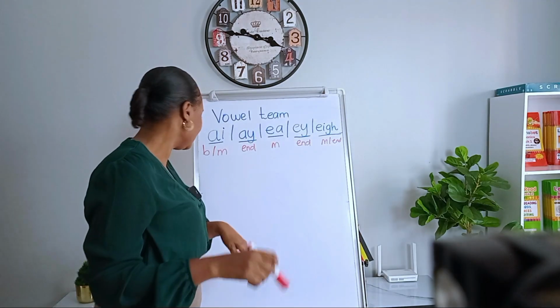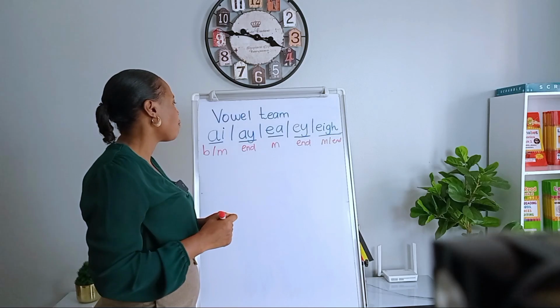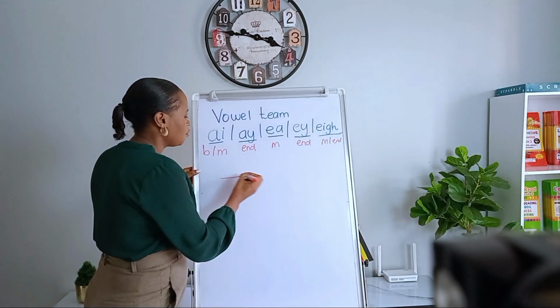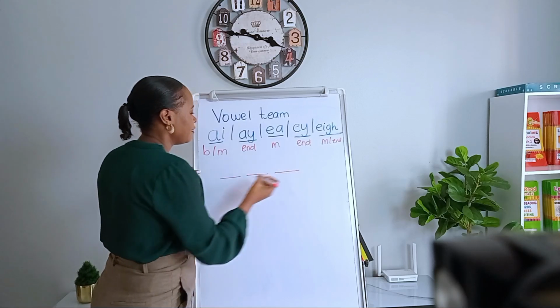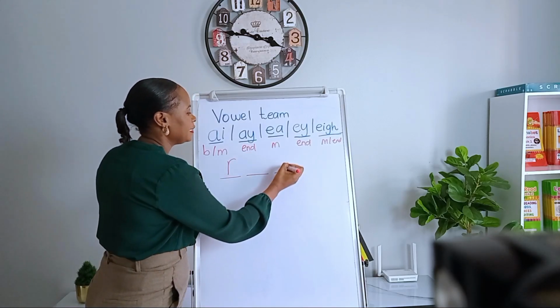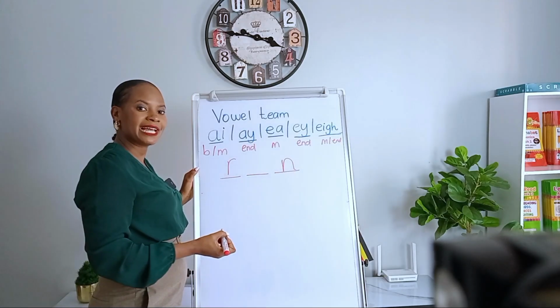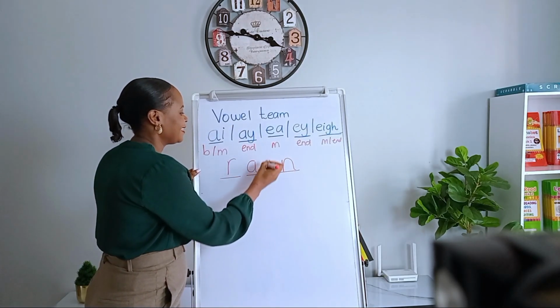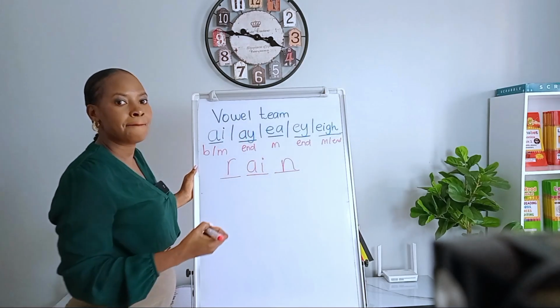Okay, let's have a spelling practice. The word is rain. Let's sound out. R, A, N. First sound, R. Next sound, A. Ending sound, N. Which A are we using? AI. Good.